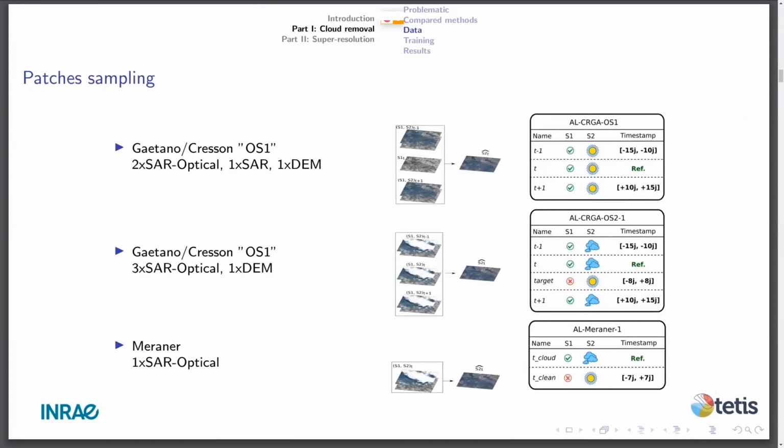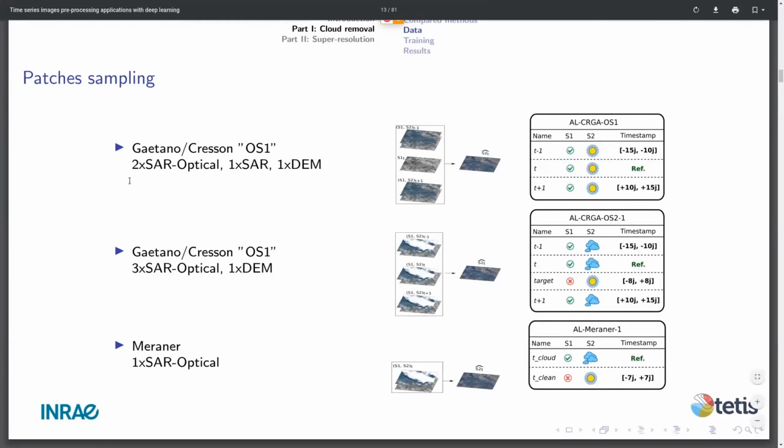So for instance, here you see the first network, which uses 2 synthetic aperture radar images and 1 synthetic aperture radar image for the central date, 1 digital elevation model, and which estimates a clean Sentinel-2 optical image. So here we need 1 clean Sentinel-2 image, which is here, 1 clean Sentinel-2 image acquired just before, which is here, and 1 clean Sentinel-2 image acquired just after, so that's here. And we have some constraints on the date between the Sentinel-1 and the Sentinel-2 image for each acquisition. And we use this principle to build some datasets. For each network we have a particular configuration and we can generate a new dataset.